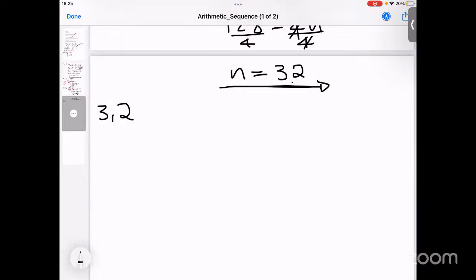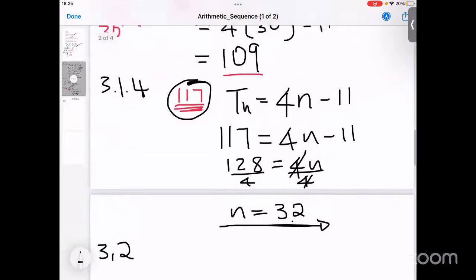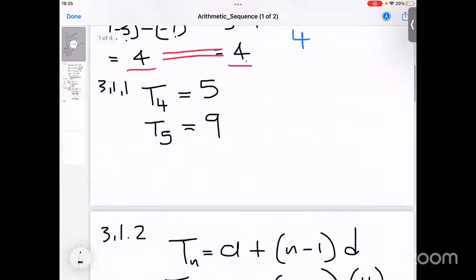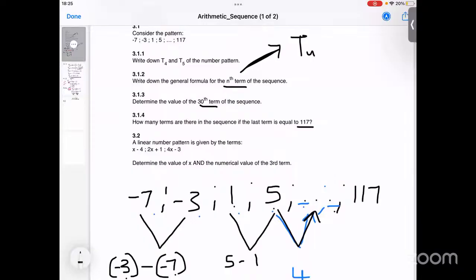Here comes an interesting question whereby you are given a linear number pattern given by the terms. You have that, you have that, you have that. So what they want you to do is to find the value of x and, most importantly, the numerical value of the third term, term 3.